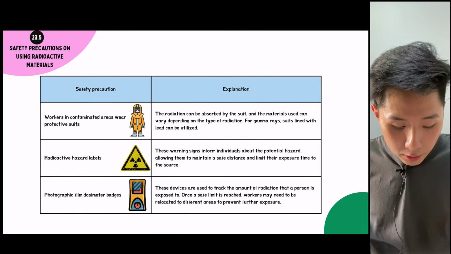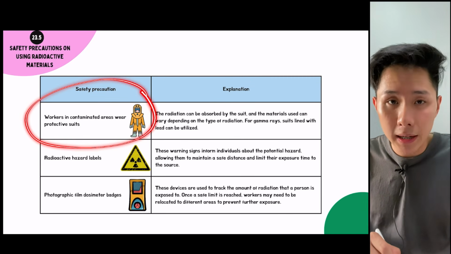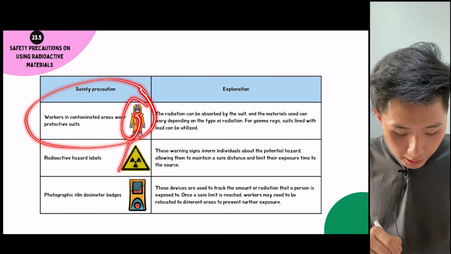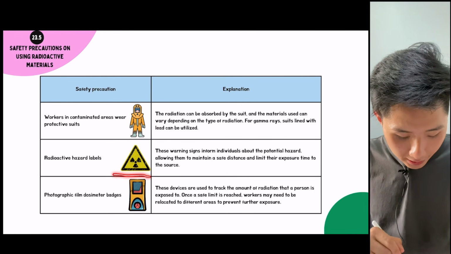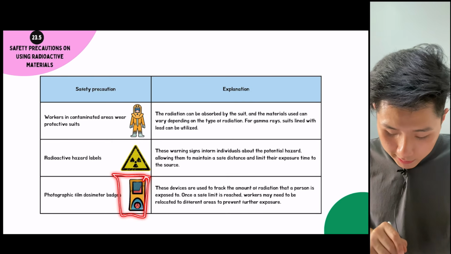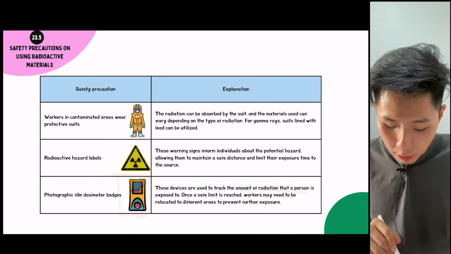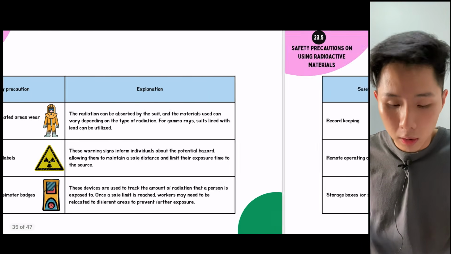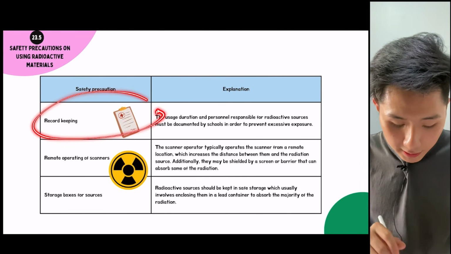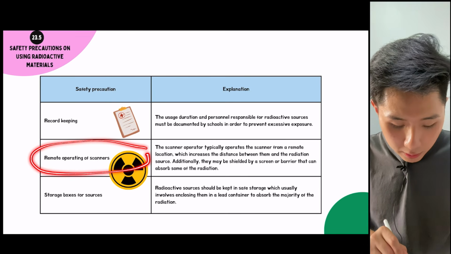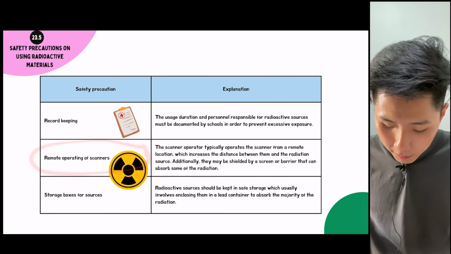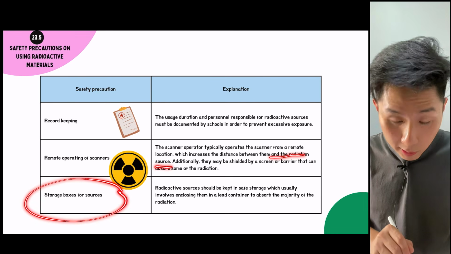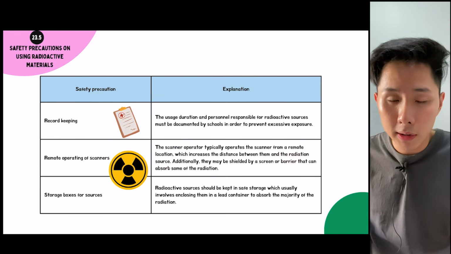So some safety precautions for workers working in an area that has a lot of radioactive elements: just wear a suit, put up labels to remind people, and wear photographic film badges. They track how much radiation someone is exposed to. So if the value gets too high, then you have to walk away. Record keeping, right? That's pretty straightforward. Remote operating of scanners, so you calculate the distance between them and the radiation source. Storage boxes for sources so that radiation won't leak out of the box.